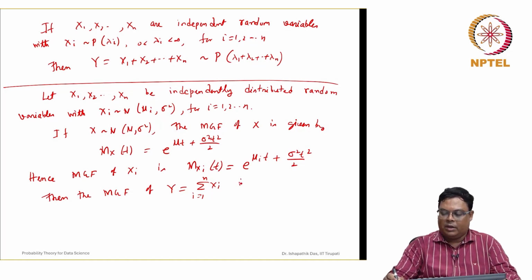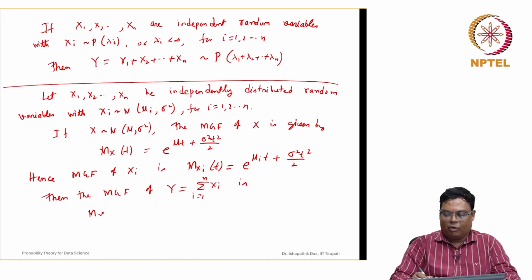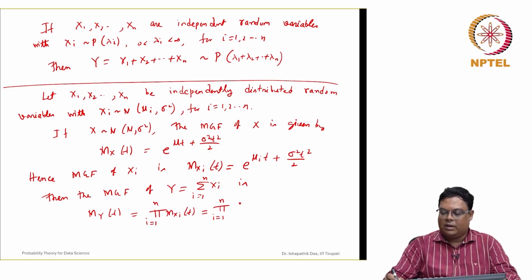The moment generating function of Y is given by M_Y(t). So we will write the property, because they are independently distributed random variables. This is the product, i is equal to 1 to n, of M_Xi(t). So this is nothing but the product, i is equal to 1 to n, of e to the power of mu_i t plus sigma square t square by 2. Because this is a product, the exponents will be summed. Sigma is the same for all, so this will be e to the power of summation of mu_i t plus, summed n times, sigma square t square by 2.